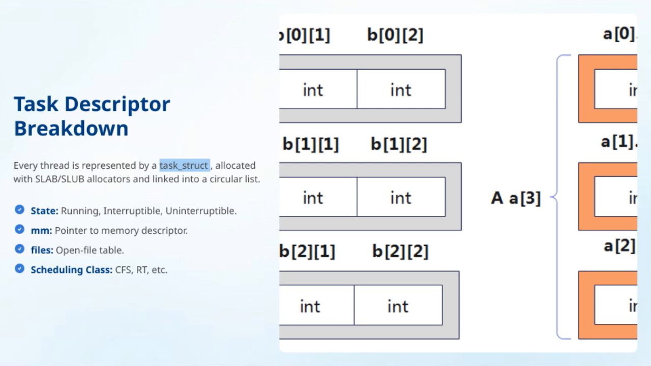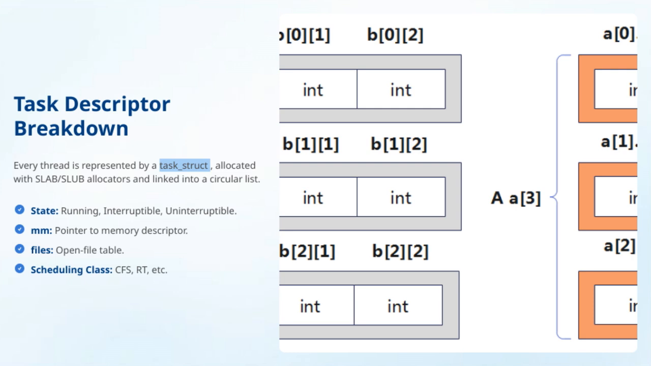Then we have the state of the thread, which can be running, interruptible, or uninterruptible. This indicates whether the thread is actively executing, waiting for an event that can be interrupted, or waiting for a non-interruptible resource. Recognizing these states is key to understanding process behavior and scheduling.